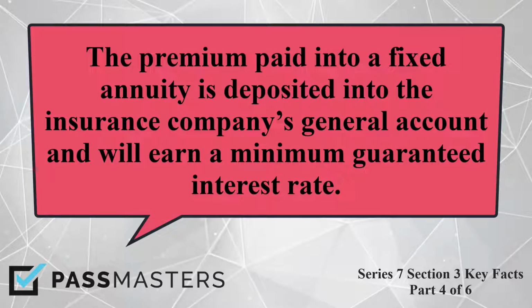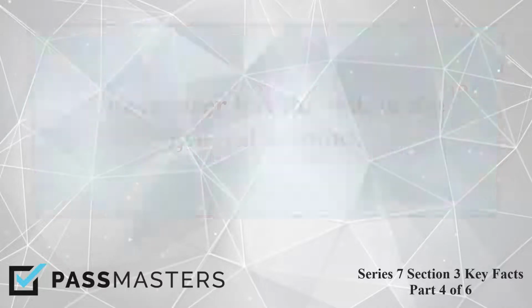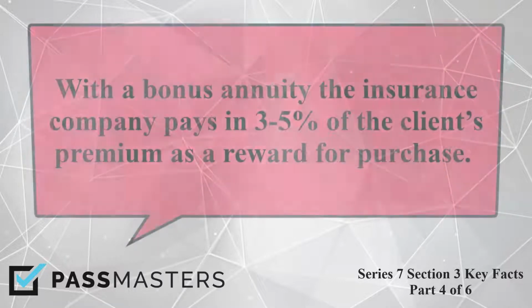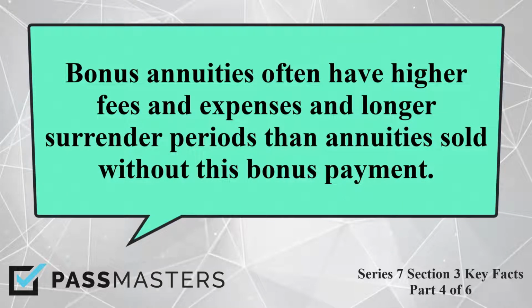The premium paid into a fixed annuity is deposited into the insurance company's general account and will earn a minimum guaranteed interest rate. If the general account earns less than the promise, the client is still paid the minimum guaranteed rate. The insurer has the risk in the general account. With a bonus annuity, the insurance company pays in 3 to 5% of the client's premium as a reward for purchase. Bonus annuities often have higher fees and expenses and longer surrender periods than annuities sold without this bonus payment.